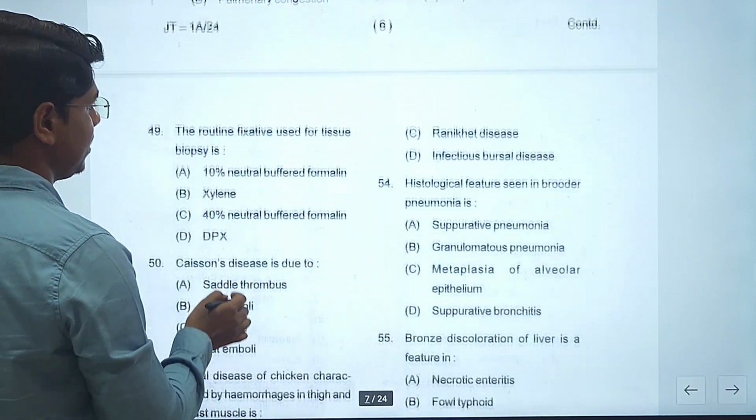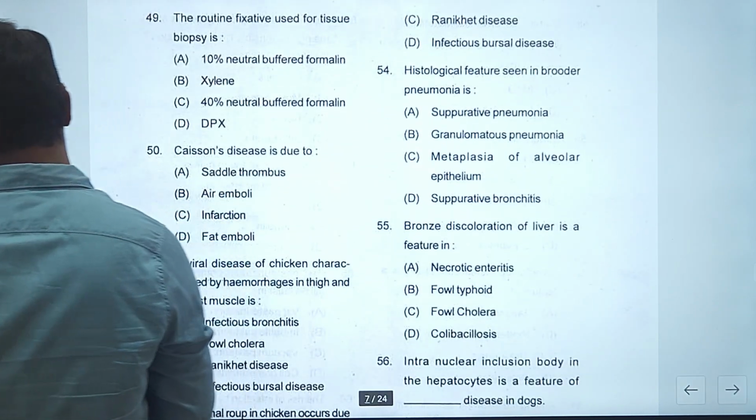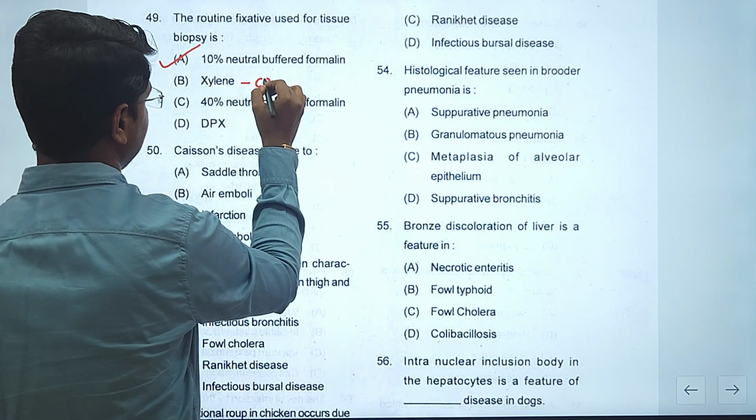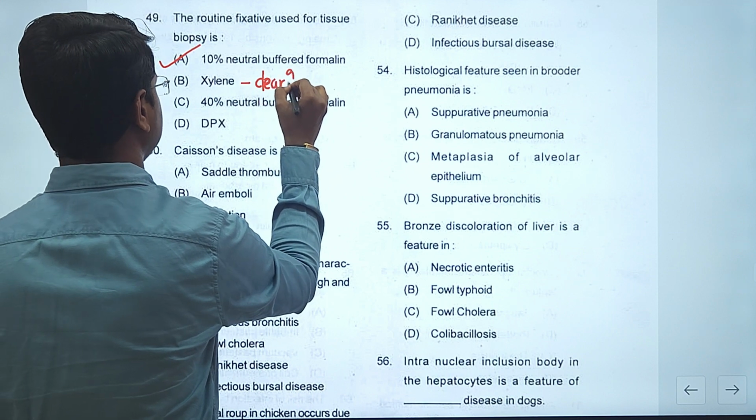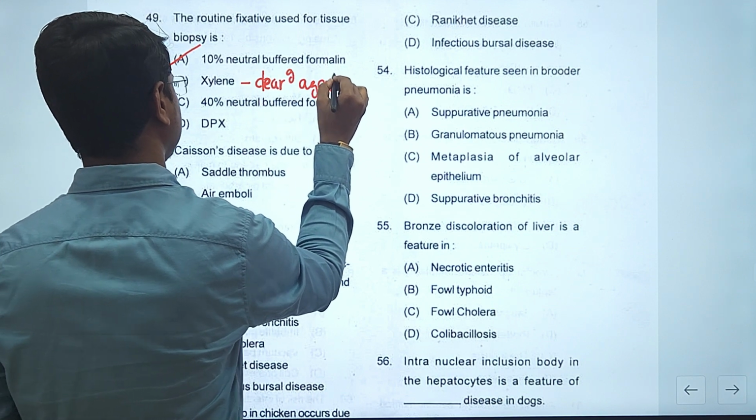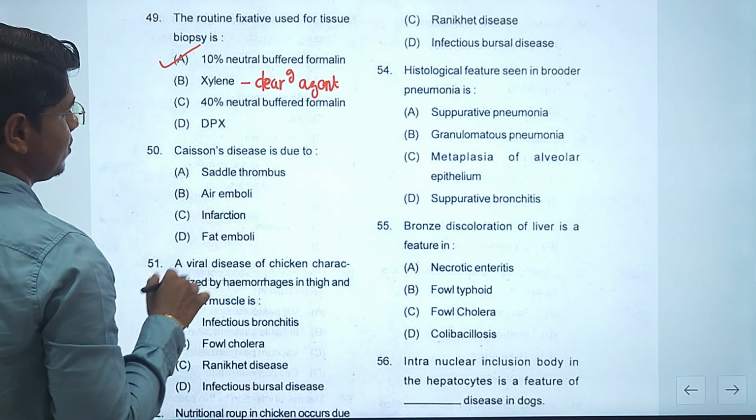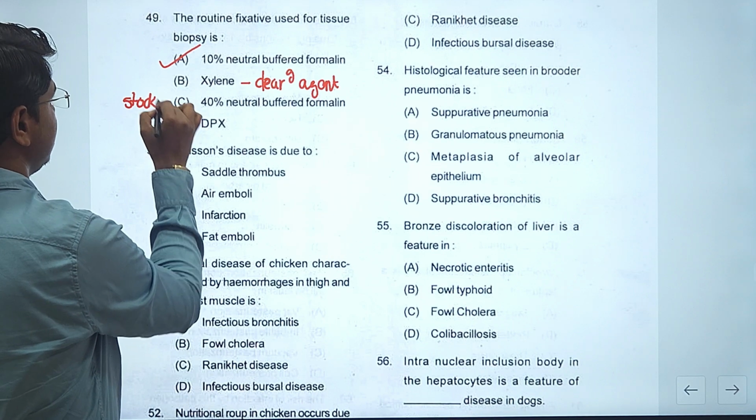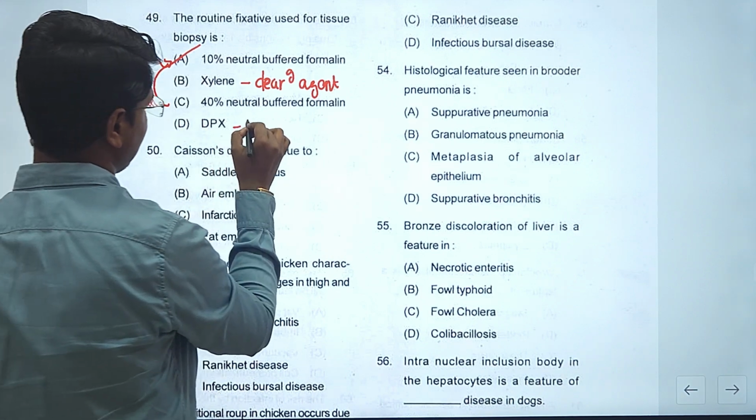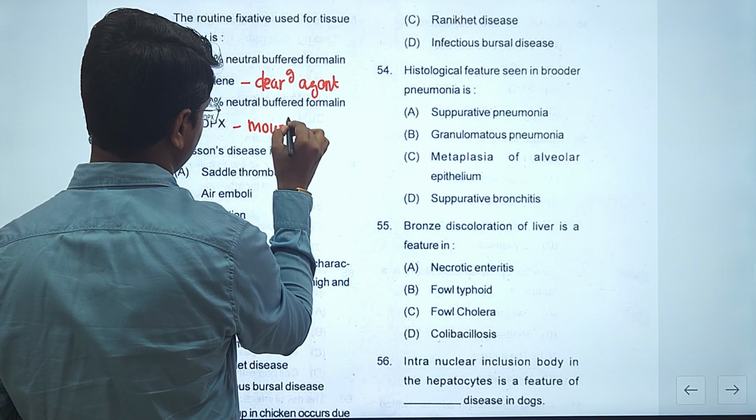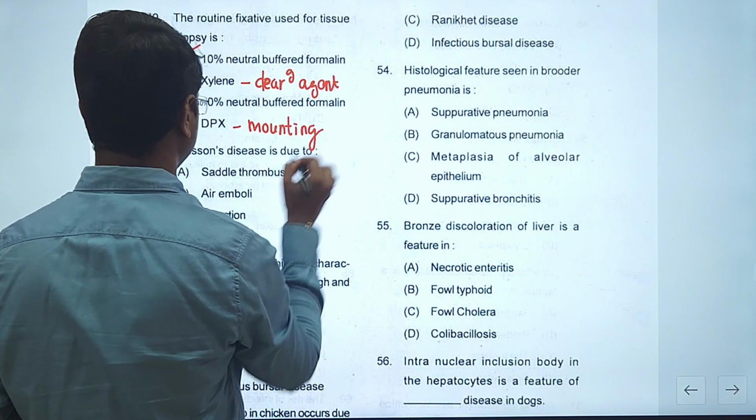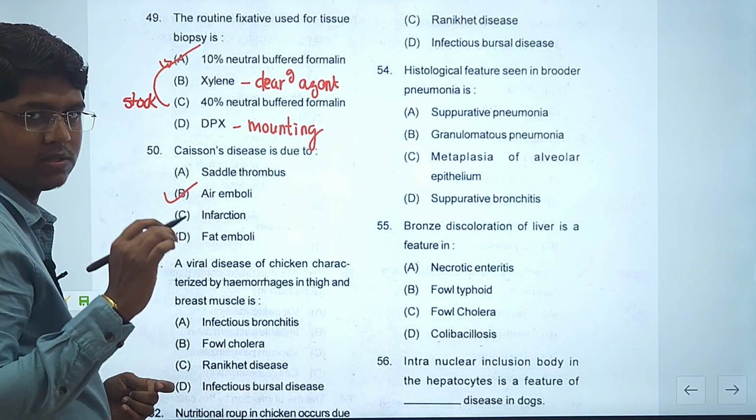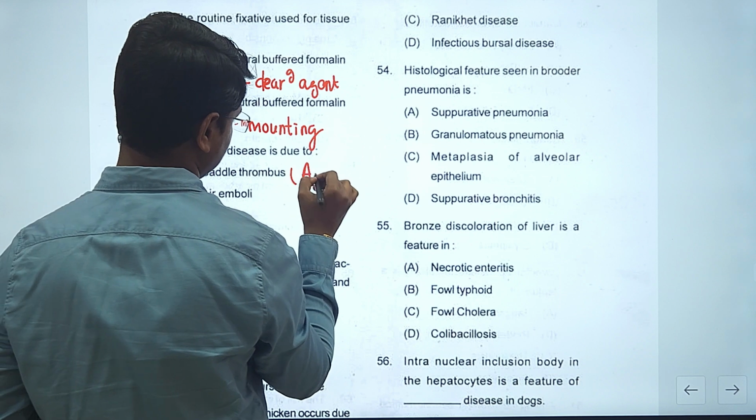The routine fixative used for tissue biopsy is 10% neutral buffered formalin. Xylene is basically a clearing agent which makes tissue more transparent. 40% neutral buffered formalin is a stock solution, okay, stock solution from which the 10% is made. DPX is used for mounting. Caisson disease is due to air embolism. Saddle thrombus is the consequence of aortic thromboembolism.